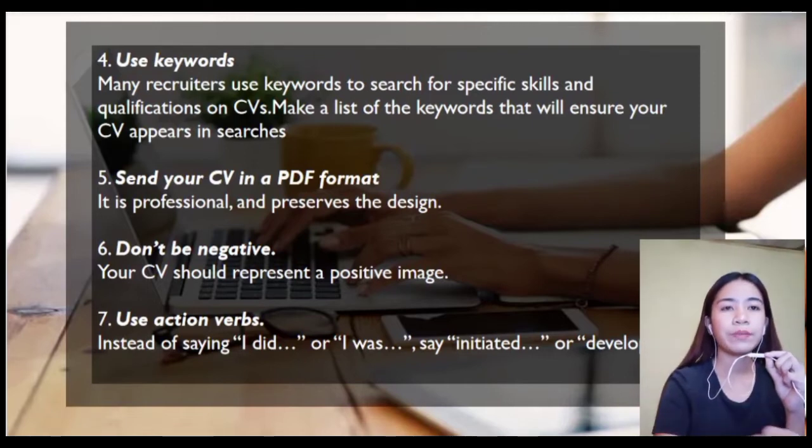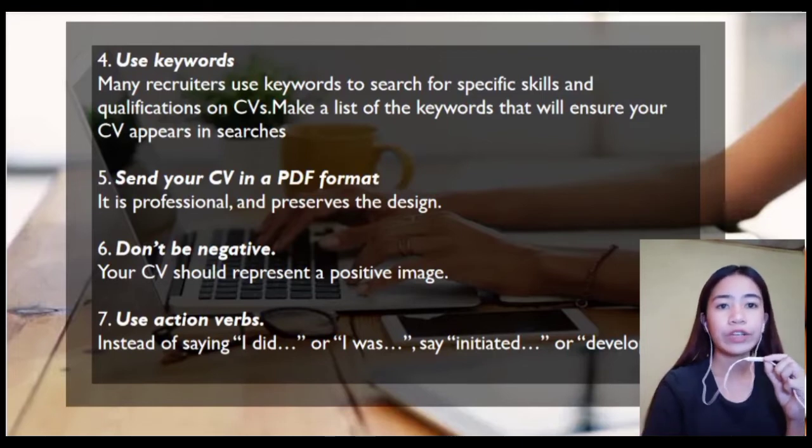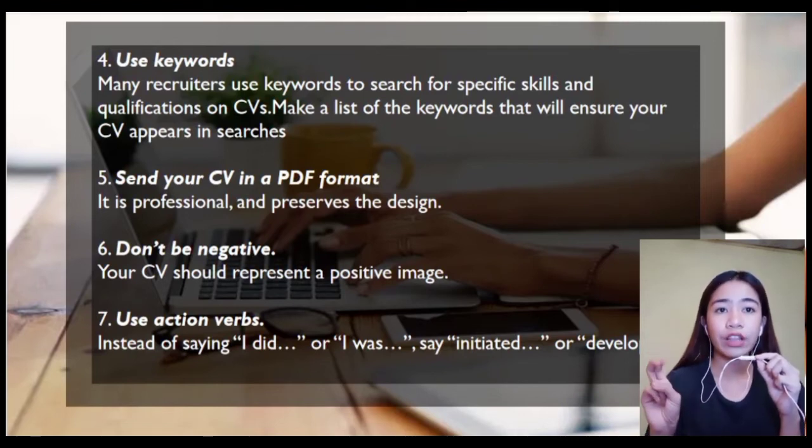The seventh tip is to use action verbs. Bullet points are the most efficient way to describe your prior responsibilities. Make use of action verbs, say initiated or developed instead of I did or I was.